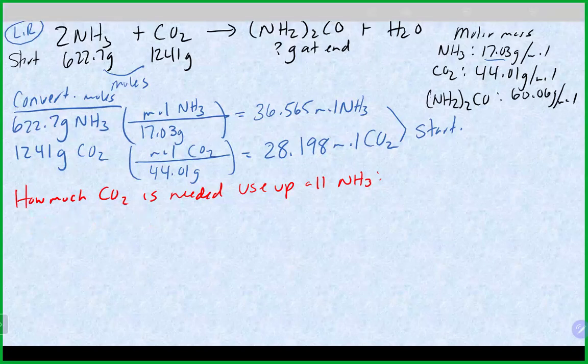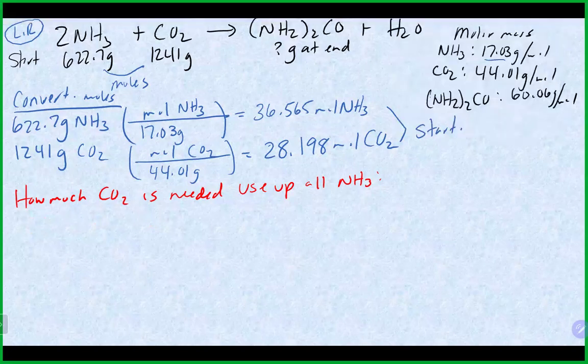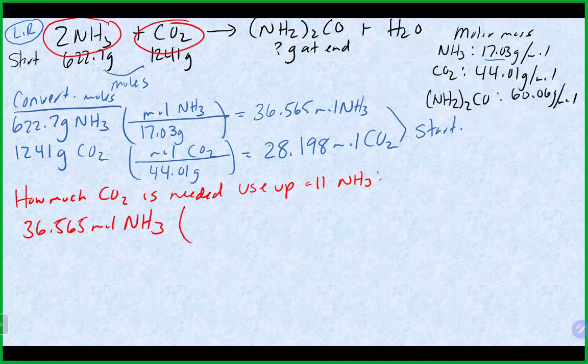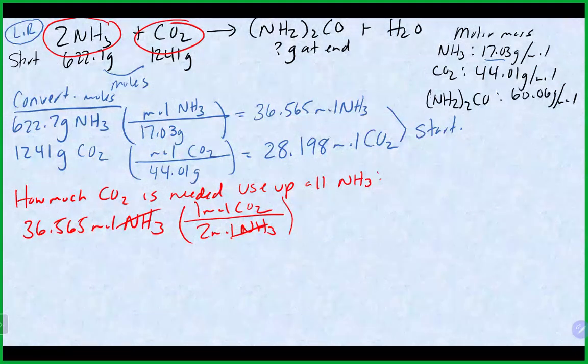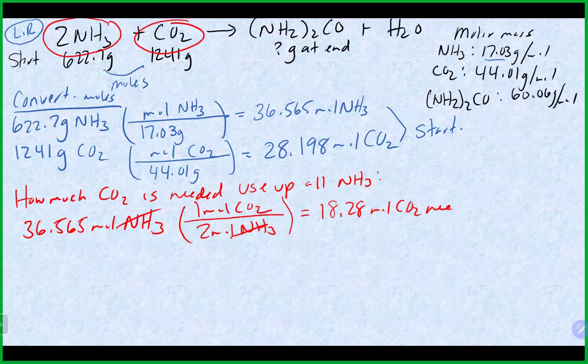I'm going to take my NH3. That's what I want to use up. So I'm going to take my 36.565 moles of NH3. I'm going to do a mole-to-mole relationship between these two, which is a 2-to-1 relationship. So for every 2 moles of NH3, I get 1 mole of CO2. The moles of NH3 are going to cancel. That will give me 36.565 divided by 2. That tells me I need 18.28 moles of CO2.